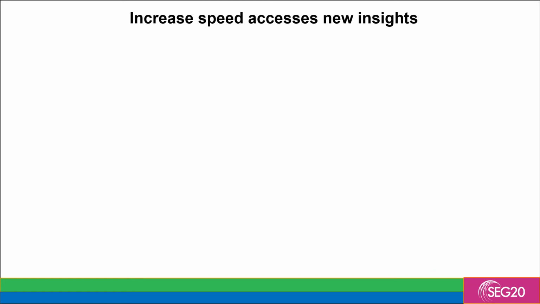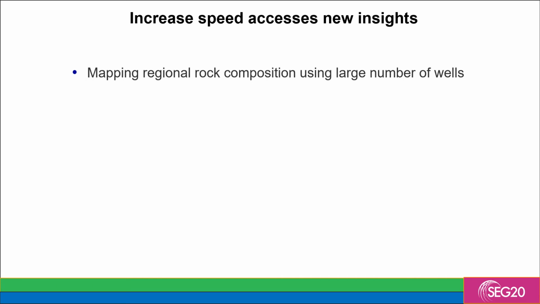As I said before, one of the main benefits of the genetic algorithm inversion is the increased speed with respect to the standard approach. And it's because of this that we can have new insights into a variety of problems that are much more difficult to solve with the standard approach. So far, we have applied our approach to a variety of problems such as regional mapping of mineralogy from large amounts of wells. We already saw an example of this, and we'll see another one in a minute.